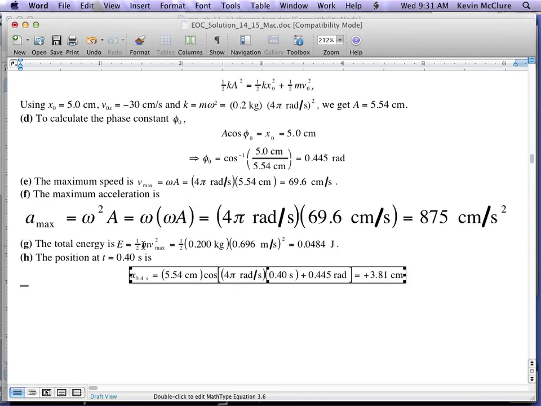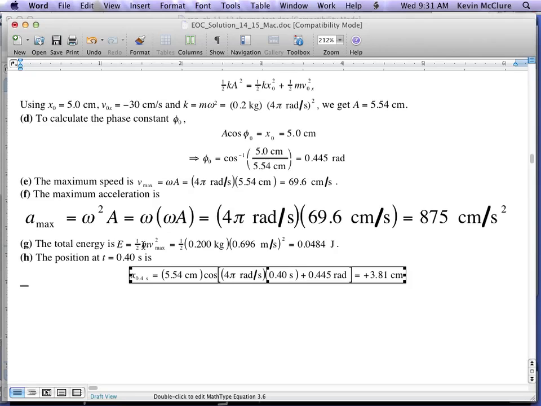Then G, the total energy. You could also find the total energy by using 1/2 K A squared, right? We calculated that. That's fine. You could also get it from just adding up these two things. It should all be the same value. They just took the Vmax. Hopefully that makes sense to you.